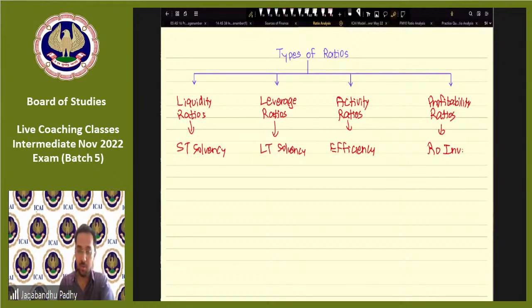So first and foremost, we defined that there are broadly four categories of ratios. One is short-term solvency, long-term solvency, efficiency, and return or profitability or return on investments.